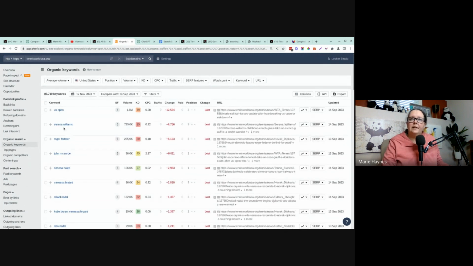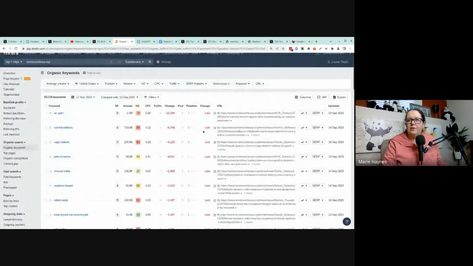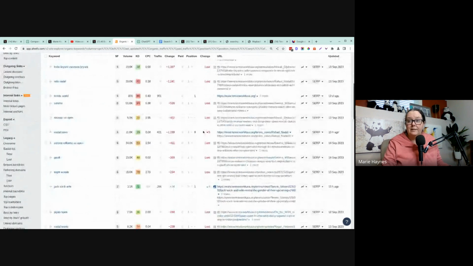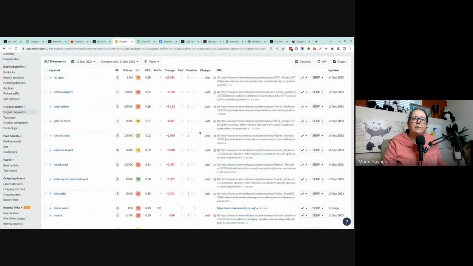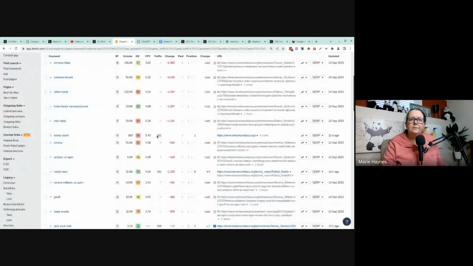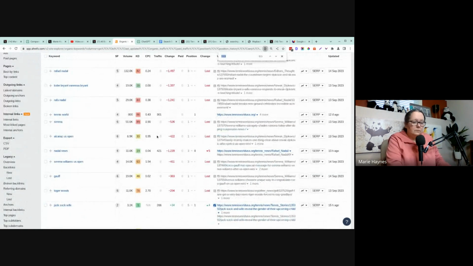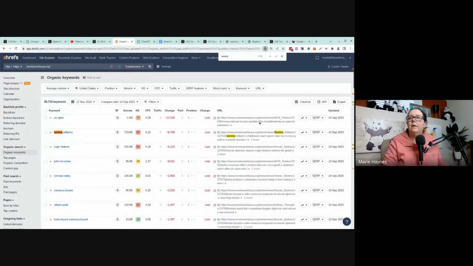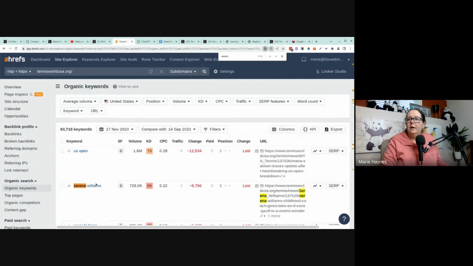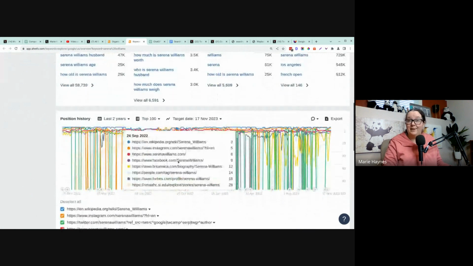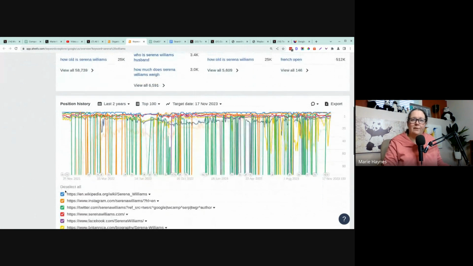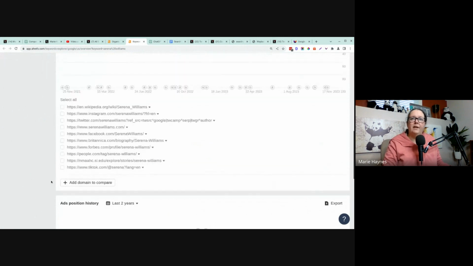Now, this site had a lot of keywords that Ahrefs reports as lost, which, I mean, maybe that's the case, but which one did I look at? Serena Williams, I think it was. And I'll make those bigger too. And let's just look. So this is Ahrefs' estimate of what's happened with this keyword. You can see there's a lot of noise there.